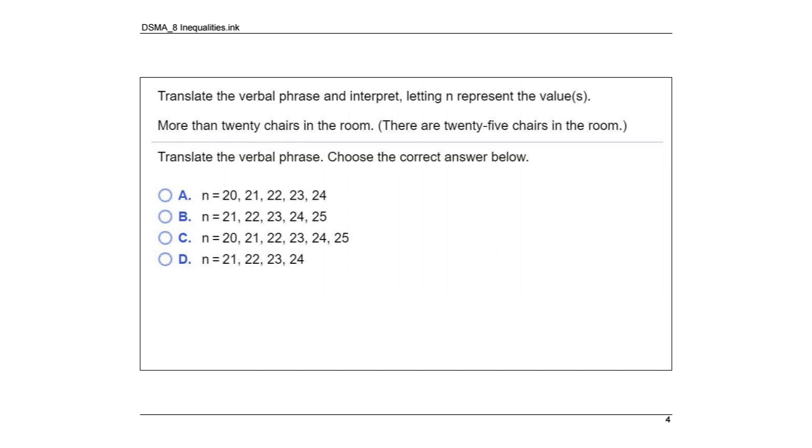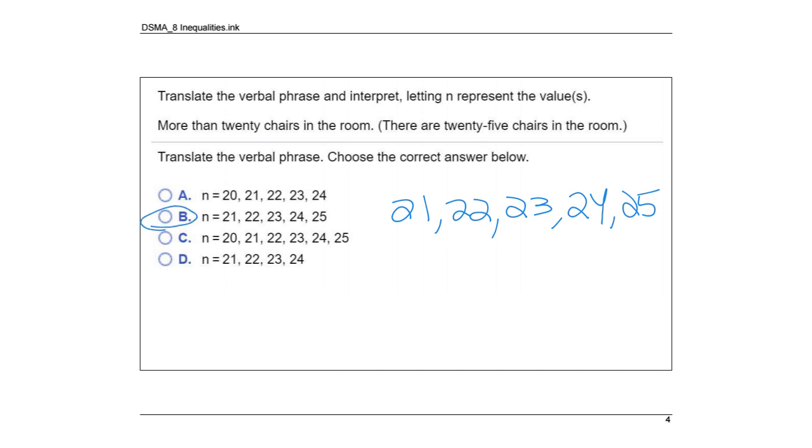All right, again, we're translating. It says more than 20 chairs in a room. There are 25 chairs in the room. That could be worded a little better: there are a total of 25 chairs in the room. So it says more than 20. That means we're not going to include 20. We would start with 21, 22. You can't have part of a chair. 23, 24, and then 25 is going to be the largest number because there are no more chairs than the 25. Looks like B again.